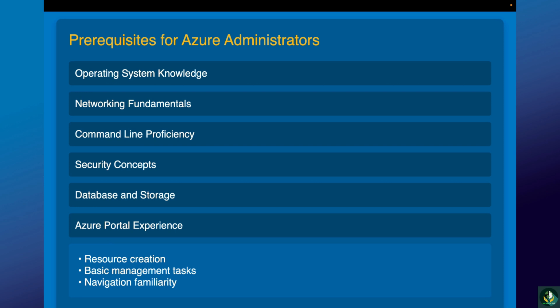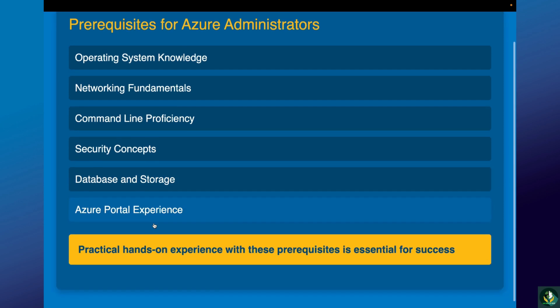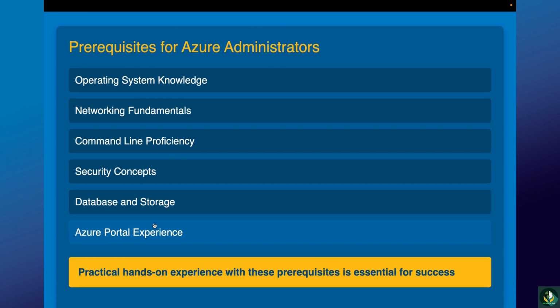Finally, understanding cloud computing concepts provides important context. The concepts include service models, scaling, and high availability. These fundamentals help administrators make informed architectural decisions.